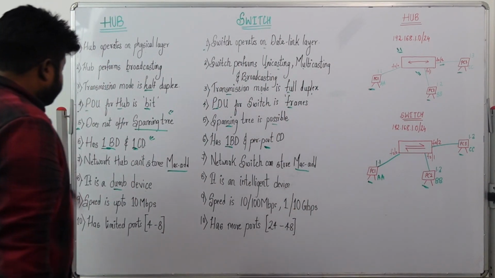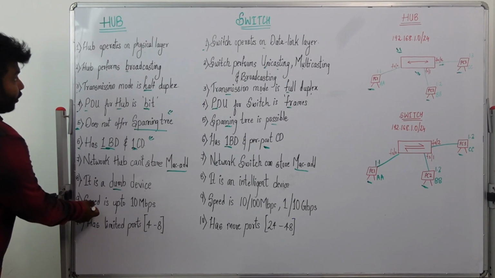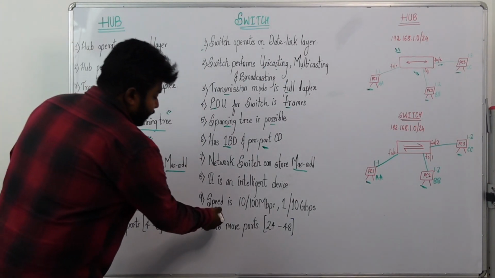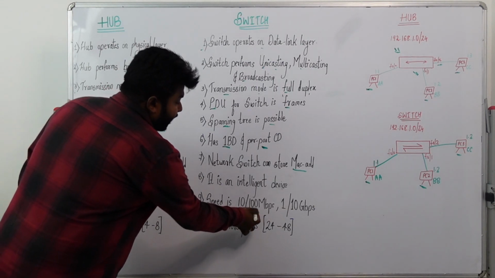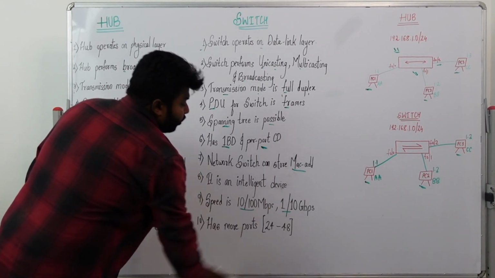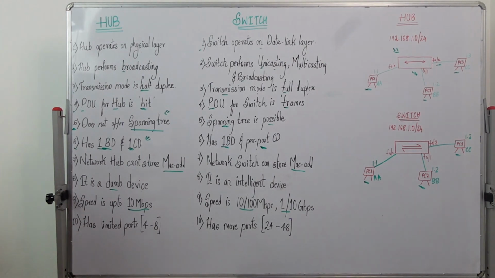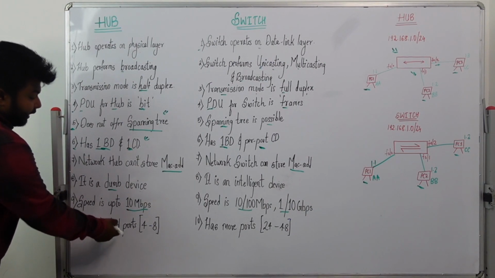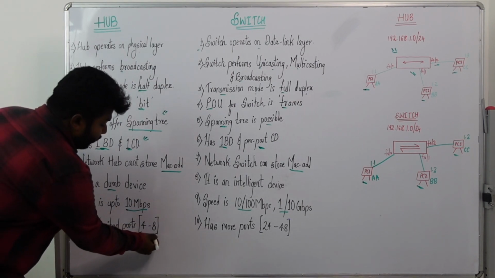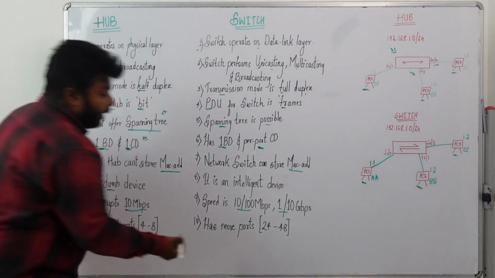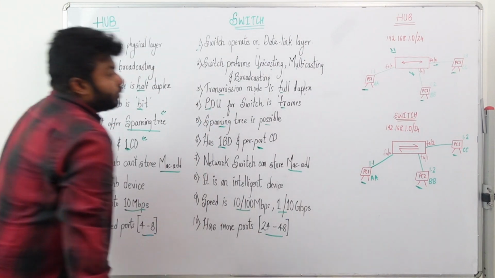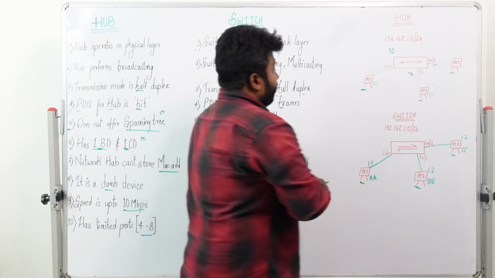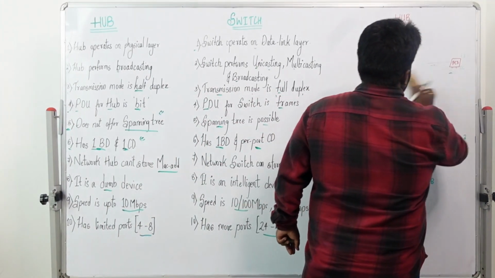The speed supported on a hub is only up to 10 Mbps, right? A switch supports speeds of 10 to 100 Mbps and 1 to 10 gigabits per second. The final point is that a hub has limited ports. We can have only 4 to 8 ports in a hub, whereas you can have 24 to 48 ports in a switch, right? Now let's talk about the basic mechanism of a switch, like how the switch works.